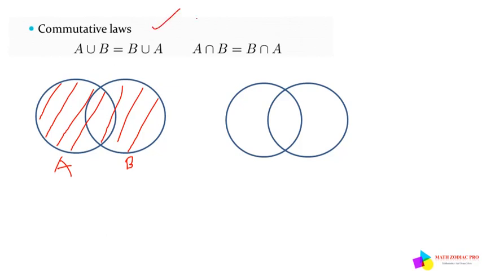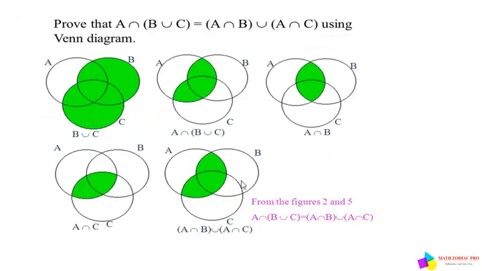Next one is A intersection B equal to B intersection A. That is a common part of A and B. This is A and this is B. That is a common part of A and B is this one, the center part of A and B. Okay, that is commutative law.